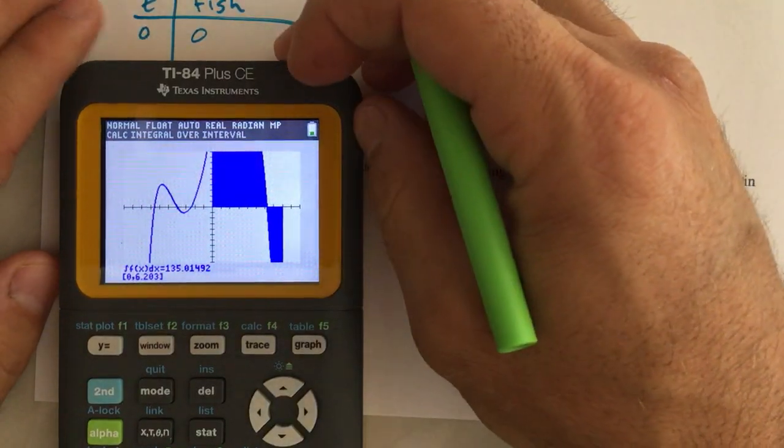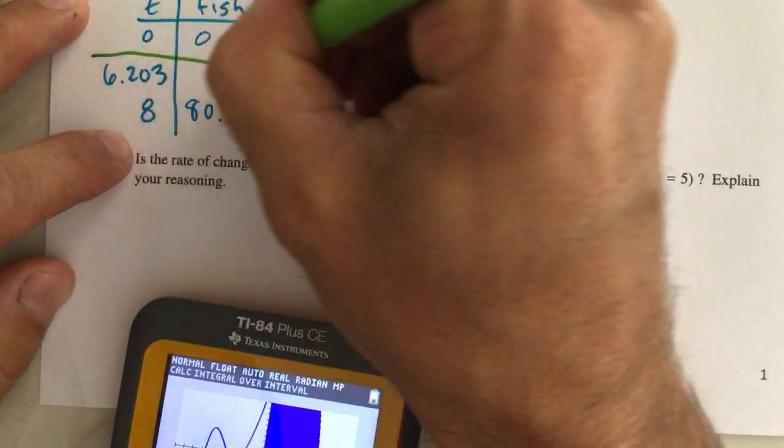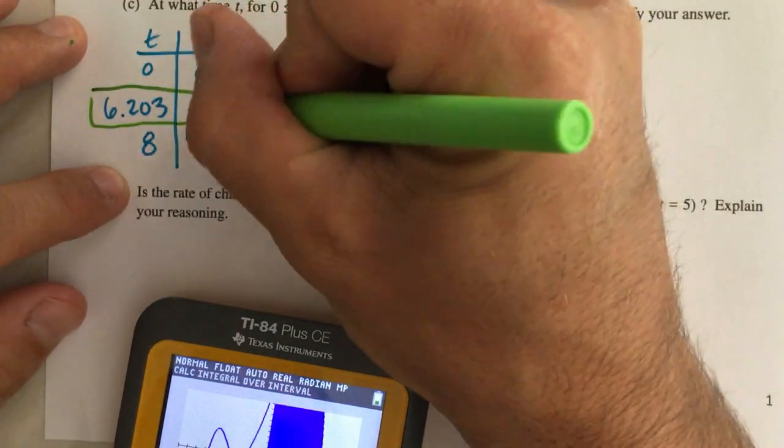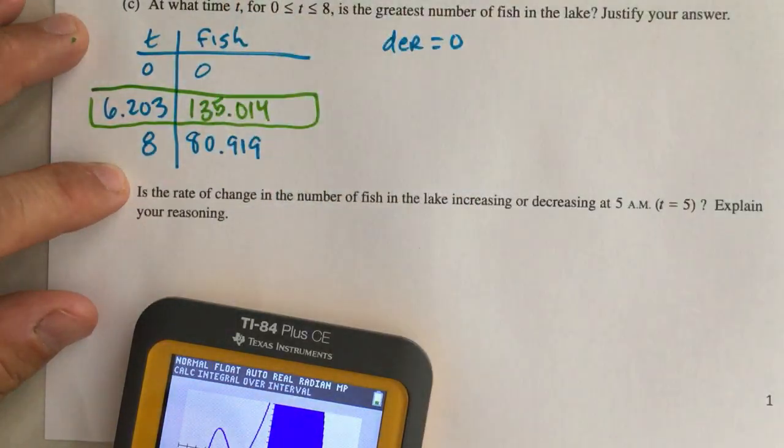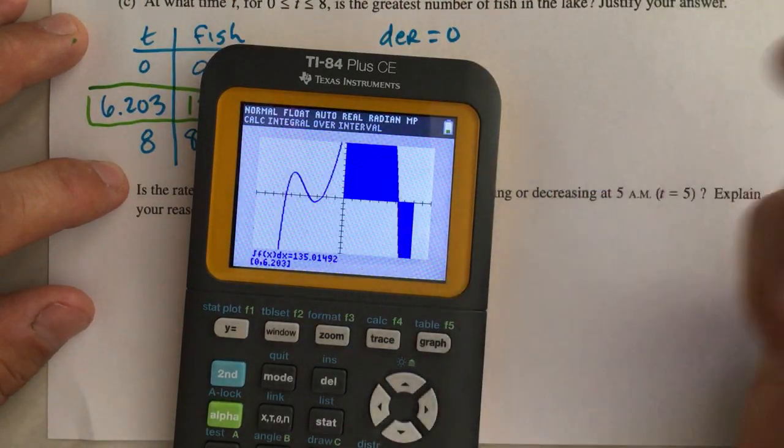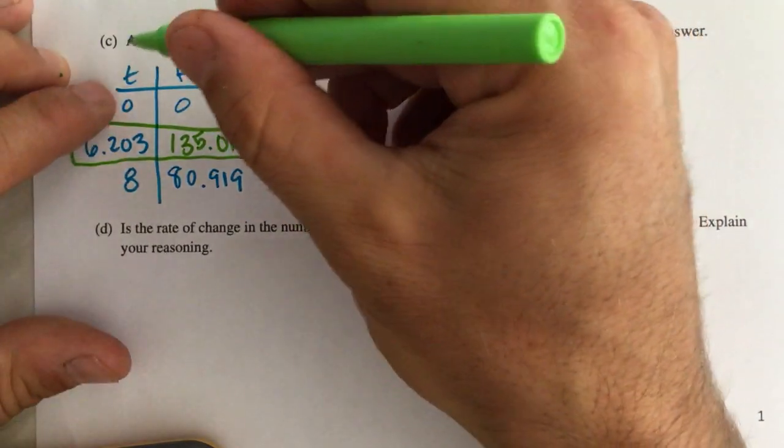Right now it's shading behind the scenes. So this is the answer that I'm looking for, and it's going to be 135.014, even though you can't have a portion of a fish. That's right there. Okay? All right, so let's make sure we actually answer the question.